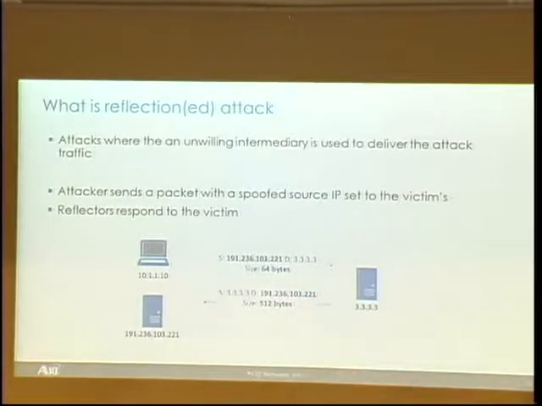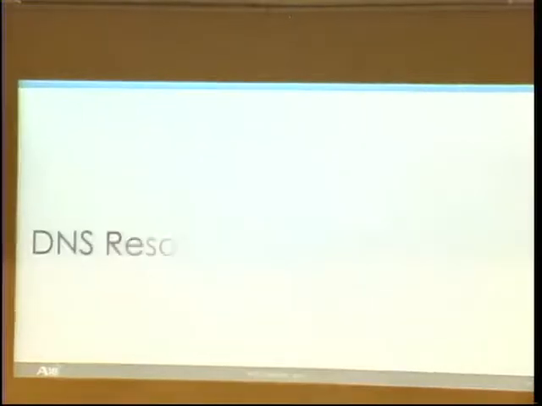Thus, it's not worth putting in more effort when you can do it in a way as simple as the one I'm showing right now. So over UDP, you spoof your source IP address with that of the victim, send it to a machine, it responds back, and the traffic goes to the victim. So this is the reflection part.